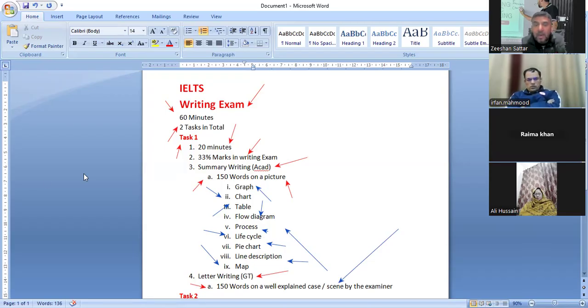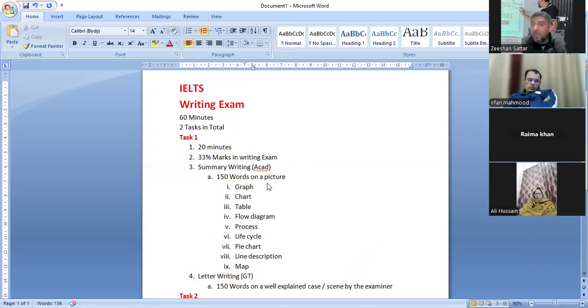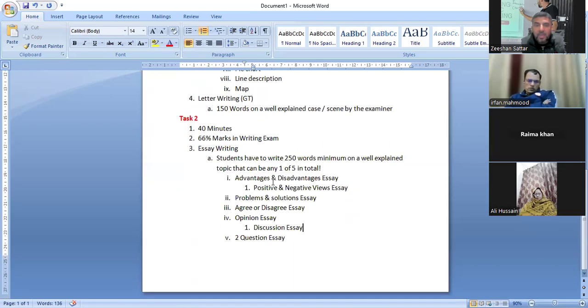अगर हम बात करते हैं IELTS writing exam task number 1. So now when we enter into task number 2, the IELTS writing exam task number 2 is the task of 40 minutes in total, and this task contributes 66% marks in total. 66% marks contribute करता है. It is known as essay writing. So now in essay writing, students are given 5 different topics. Students can be given any one out of 5 different topics in exam, और उन्होंने 250 words in minimum लिखने होते हैं इनमें से किसी एक टॉपिक पे जो एग्जामिनर एग्जाम में दे दे.